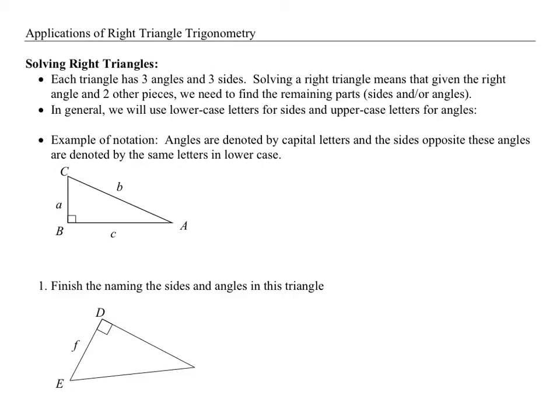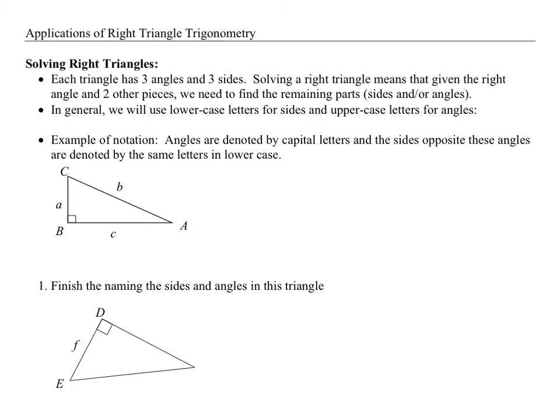Now we're going to do some applications of right triangle trigonometry. Here we go. The first one is sort of a basic application. We're going to be solving right triangles. In other words, we're going to get a couple pieces of information on the right triangles, and then we'll find all the rest of the information, the stuff that's missing.